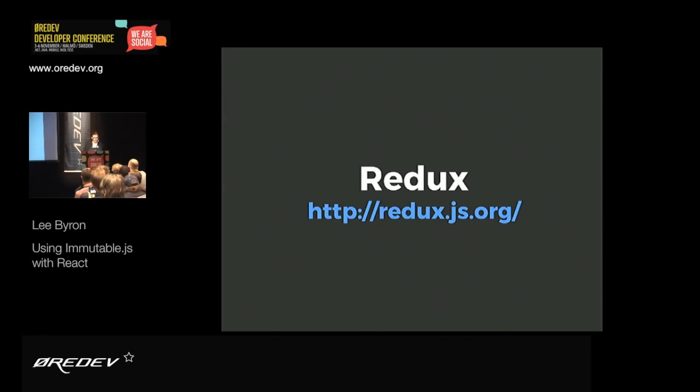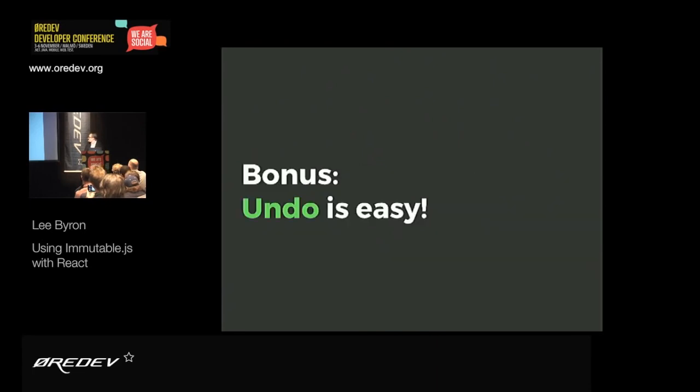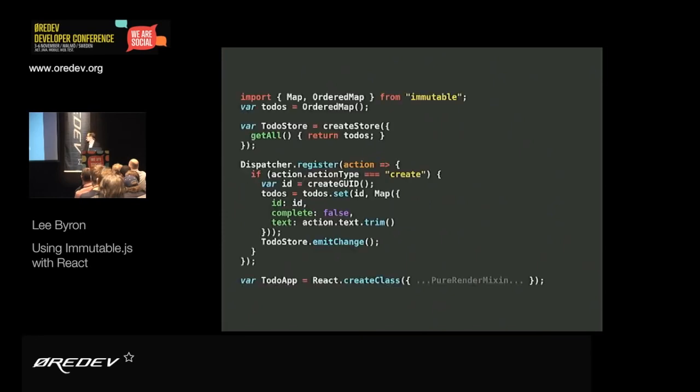And I have like 1 minute over time. But I want to show you this last thing, because it's super cool. Undo. If you've ever tried to implement undo in your application, it can be really hard. And the only reason that it's hard is because of mutability. If you have persistent immutability, it's really, really easy.